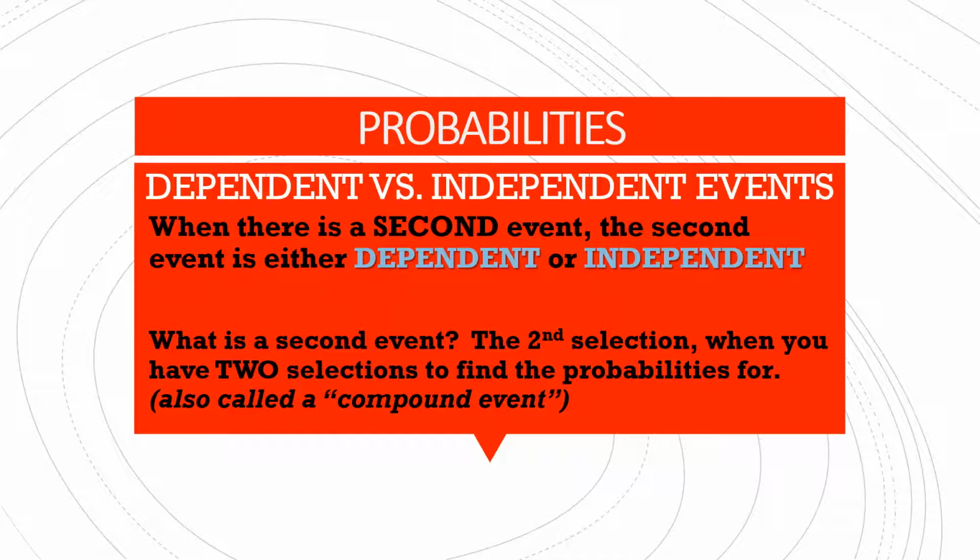So what's a second event? When there's a second selection, when you have two selections to find the probabilities for, these are also called a compound event. When you have two selections you need to find the probabilities for instead of just one, that's called a compound event. And a compound event is either dependent or independent.